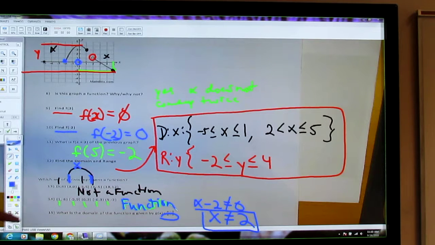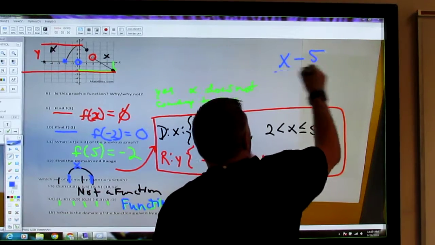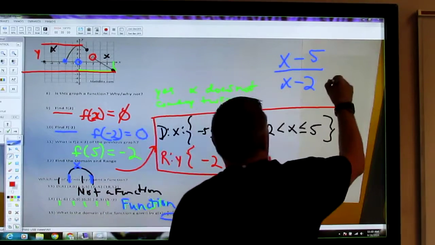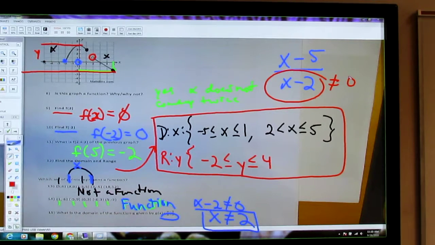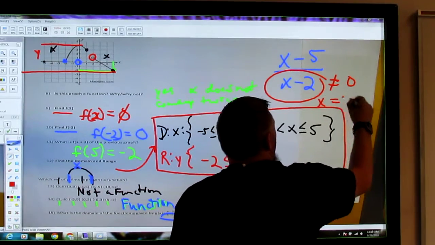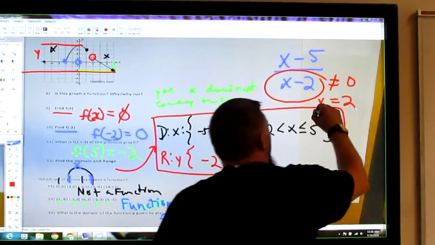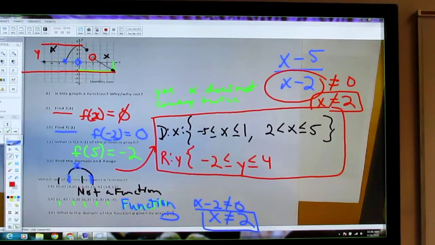Okay? Now for 15, they give you x minus 5 divided by x minus 2. The bottom cannot equal 0. The bottom can't go to 0, or the equation blows up. So that means x cannot equal 2, right? Because if it were 2, then that would be 0, and the equation would blow up. So that is your domain. X cannot equal 2. Okay? That's for 14, and that's for 15. Is that better, Eric? Okay. Good? We all good?